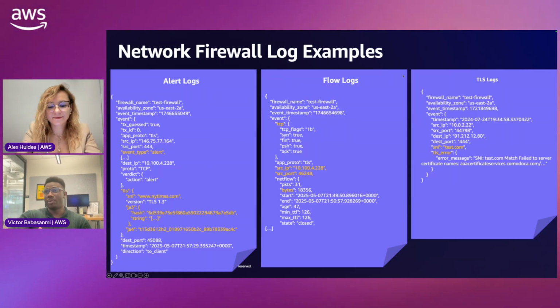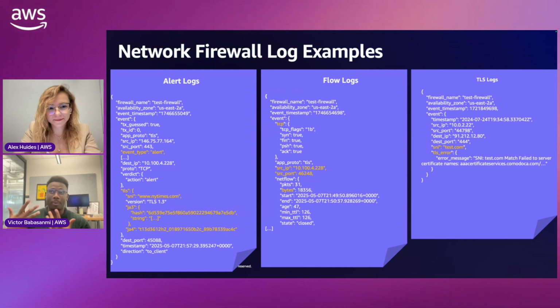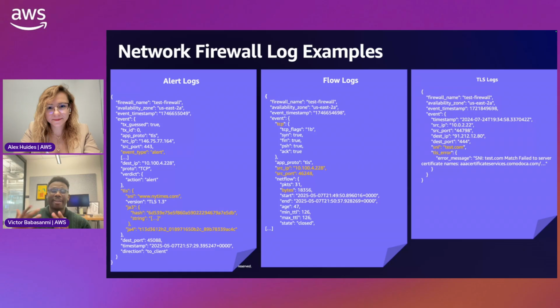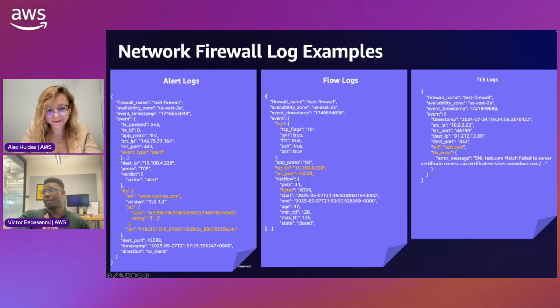So the network firewall has logs like alert logs that will tell you if traffic gets blocked, and what got blocked, or if you're alerting on a particular kind of traffic. All of that information is in the alert logs, and that information is very useful for you to get certain insights, which I'll show on the dashboard. It also has its own flow logs, as well as TLS logs if you have any TLS errors.